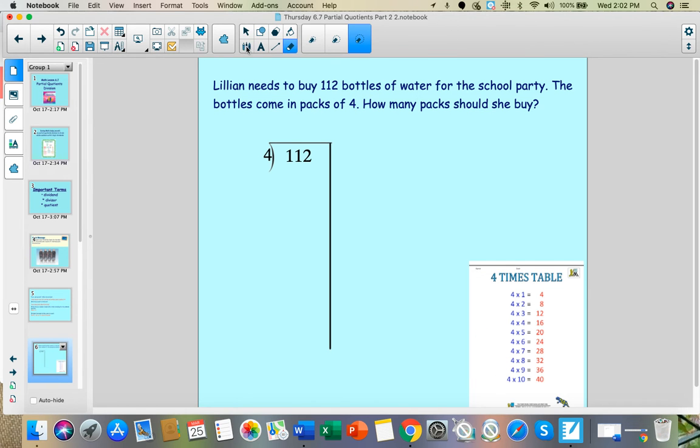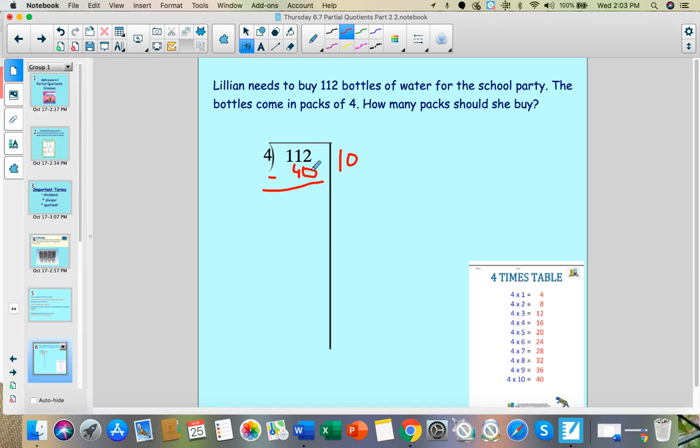Let's try and solve this problem. So let's look at our benchmarks. 4 times 1 is 4, 4 times 5 is 20, 4 times 10 is 40. So I'm going to use 40, 4 times 10. So 4 times 10 is 40. Very important, please pay attention. We have to put our numbers in the right place value. So you have to put the 0 in the ones place and the 4 in the tens place. The numbers have to be aligned properly.